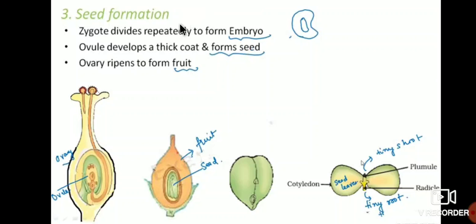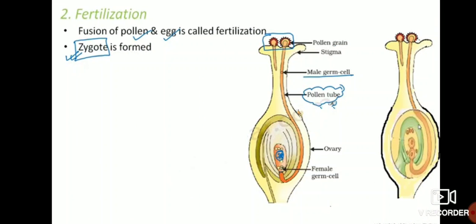Next, seed formation. How will the seed be formed? If they ask, you should write these 3 answers. That is, first zygote divides repeatedly to form embryo, and next ovule develops a thick coat and forms seed. That means it makes a thick coat layer and keeps forming the seed inside. And ovary ripens to form fruit. This ovary ripens and transforms into fruit.